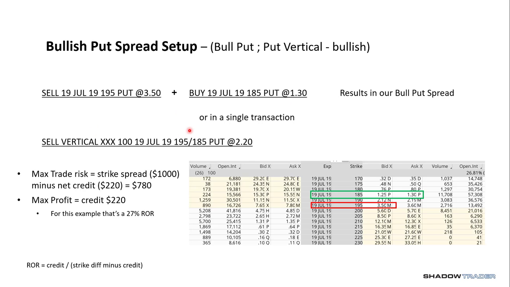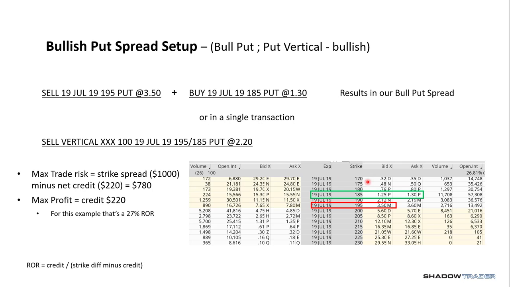That gives us a $2.20 net credit on the trade. In a single transaction, this is what it'll look like on your brokerage platform. You sell a vertical, the date of expiration here, July 2019. A 195 short put and a 185 long put combined gives us a $2.20 credit.